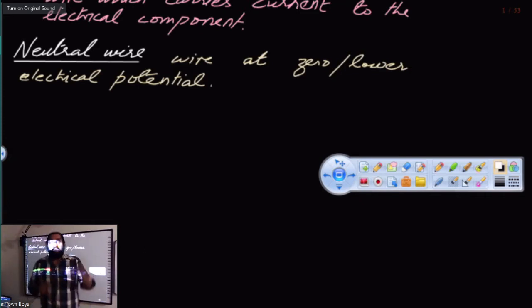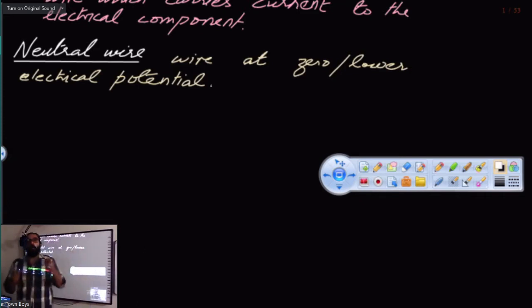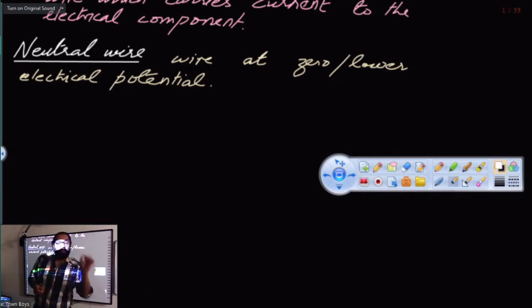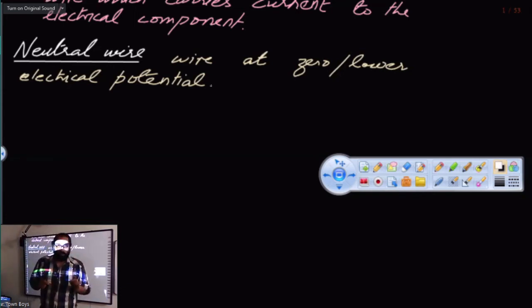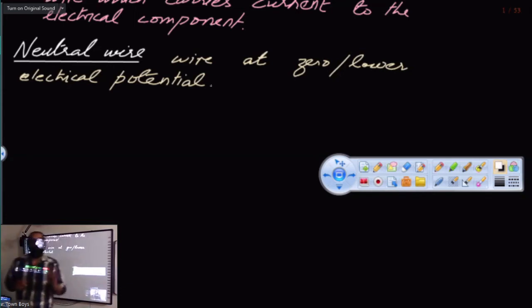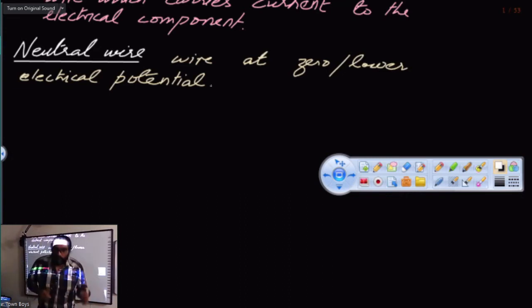Now, any component that we want to switch on, we need to connect that component in between the live and neutral wire, so that current can flow from the live wire to the neutral wire via that component, paying a toll tax in the form of electrical energy, which that component will convert to non-electrical energy and will perform its function. Is it clear?